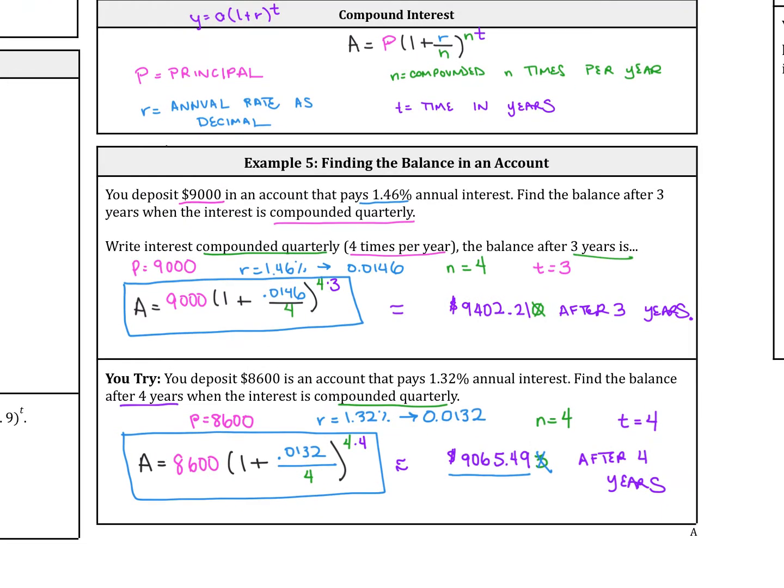Now, if you see the word daily, for example, that's going to be, let's just say, 365. Okay, so that would be the N. So when you see that for the homework, that's what daily means. And then if it says biannually, that's 2 times a year, so N would be 2. So just kind of things to look out for.